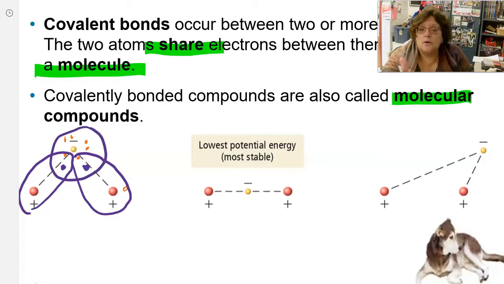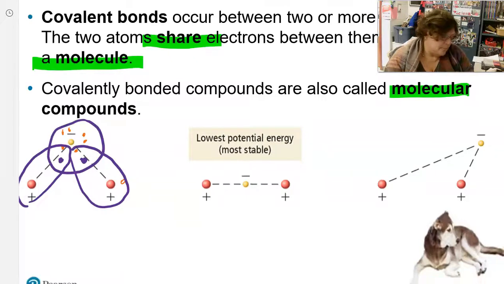This is kind of like shared custody in a divorce battle. The electrons are being shared. So there's 2 electrons being shared. 1 comes from the oxygen, 1 comes from the hydrogen. 2 electrons being shared, 1 from the oxygen, 1 from the hydrogen. Okay?